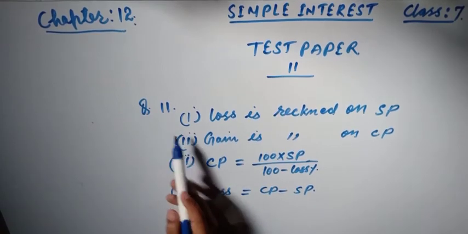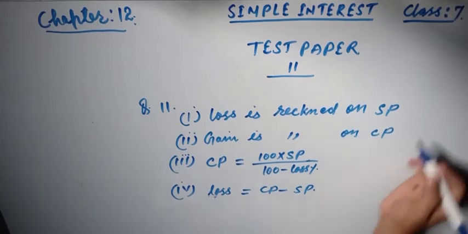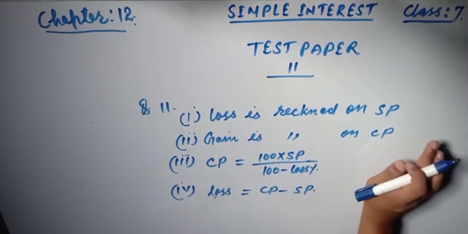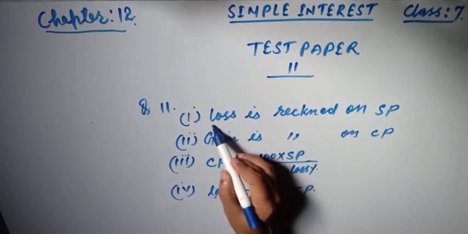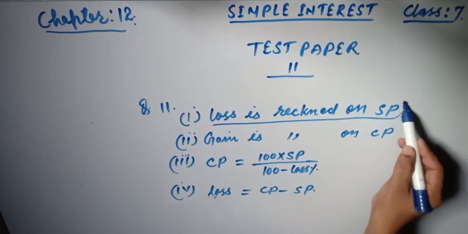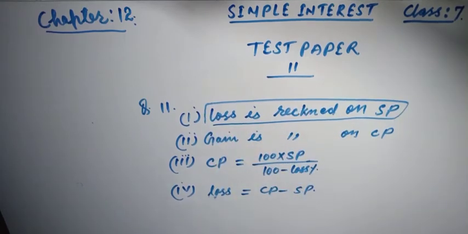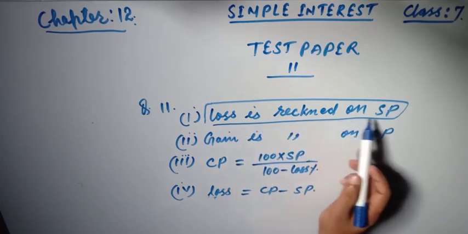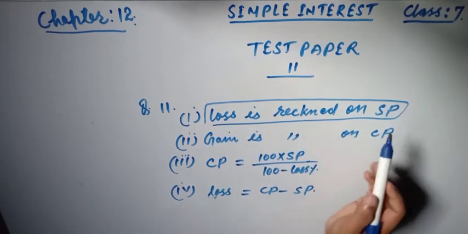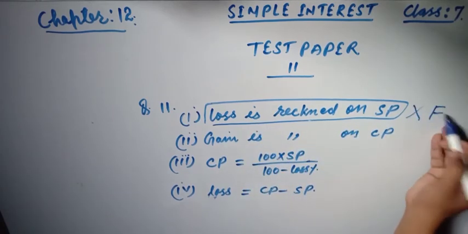So see friends, 11 number question: if the statement is true then write T, or if the statement is false then write F. Okay friends, now see, loss is reckoned on SP. Remember friends, we had already discussed and told many times while solving the sums that loss or gain depends upon CP. So here it should be loss is reckoned on CP, then it is correct, but loss is reckoned on SP is wrong, so here is false.